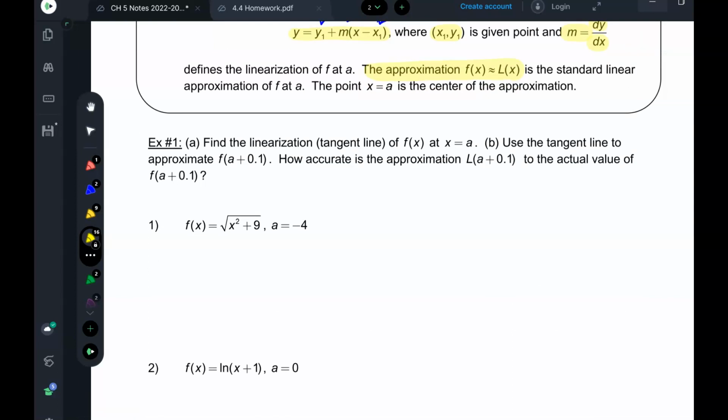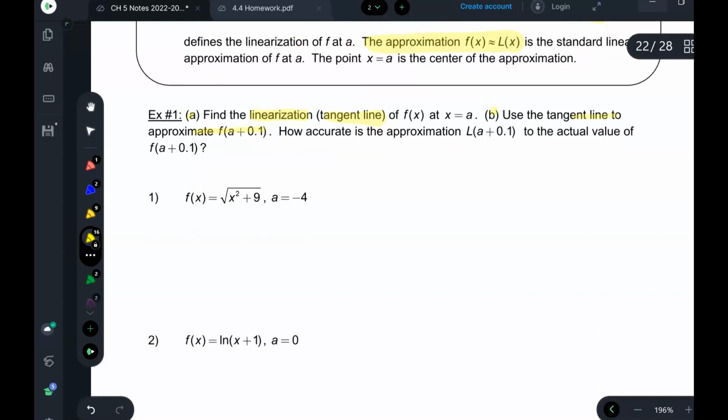Example 1, we're going to break that up into 2 parts. Find the linearization. Again, that's just a fancy word for tangent line. So part of this lesson is not new. Finding the equation of the tangent line, we've been doing that for the last several chapters. It's this aspect of approximating that's going to be new. So part A says find the linearization. Part B is to use that tangent line to approximate f of a plus 0.1, and then how accurate is the approximation to the actual value?